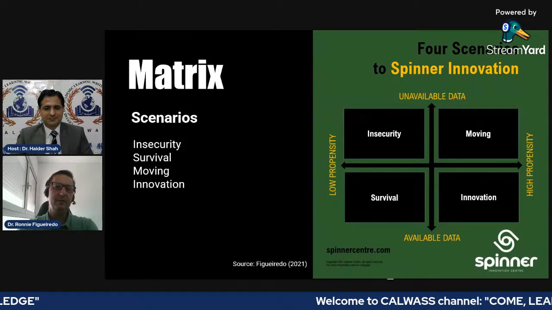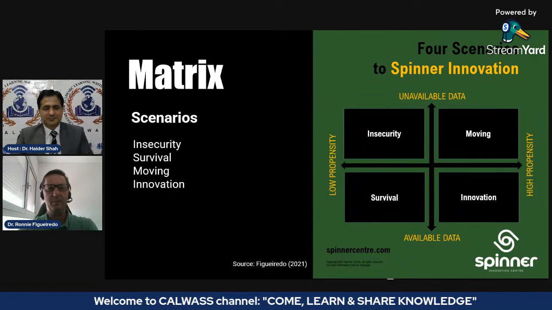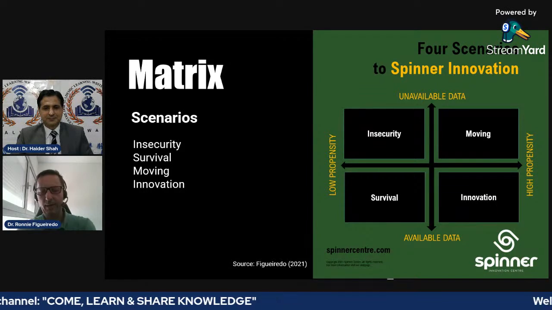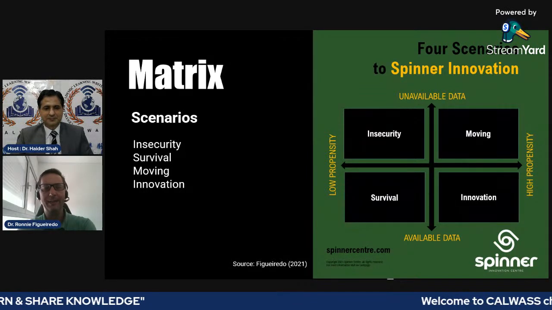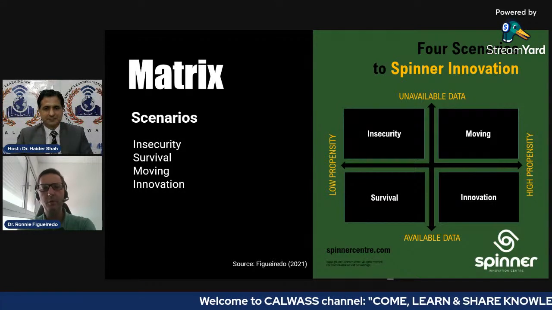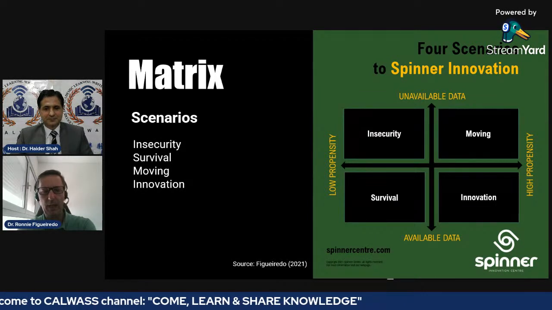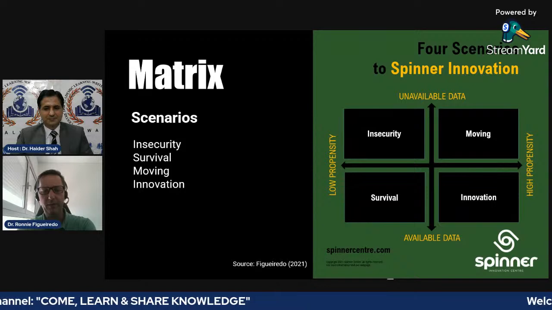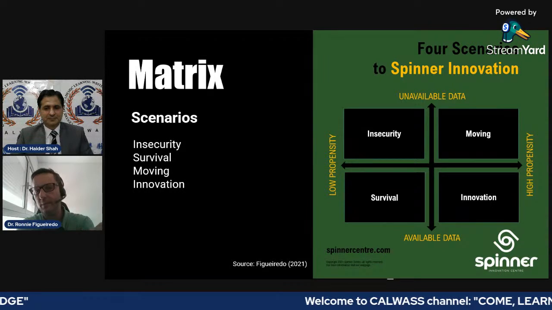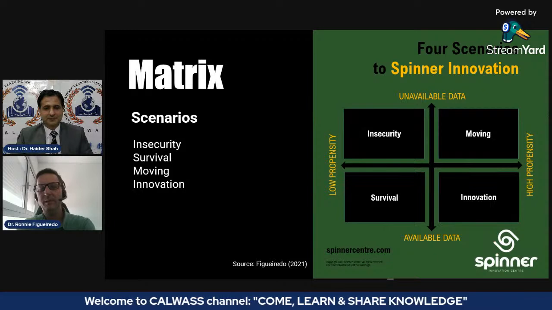Here, for discussing before you apply the spin innovation model or after you apply it, we have four scenarios. In general, when you try to apply the spin, the main problem you identify is whether you have data available or don't have data available. And the second is whether the enterprise has a propensity to innovate or doesn't have a propensity to innovate.